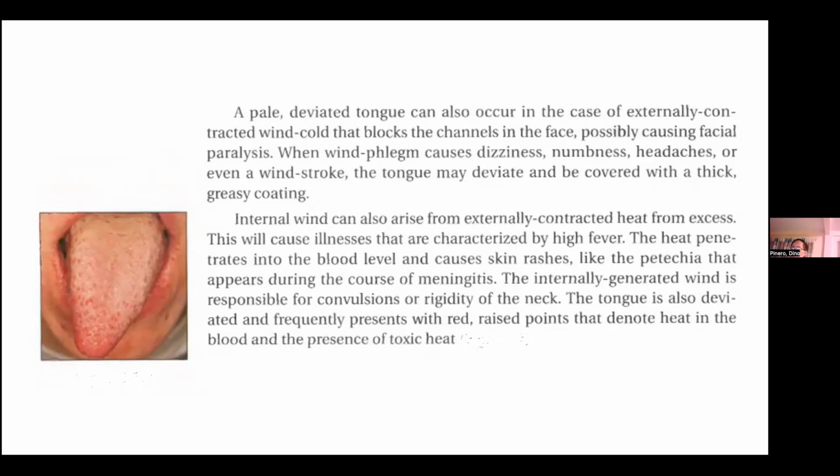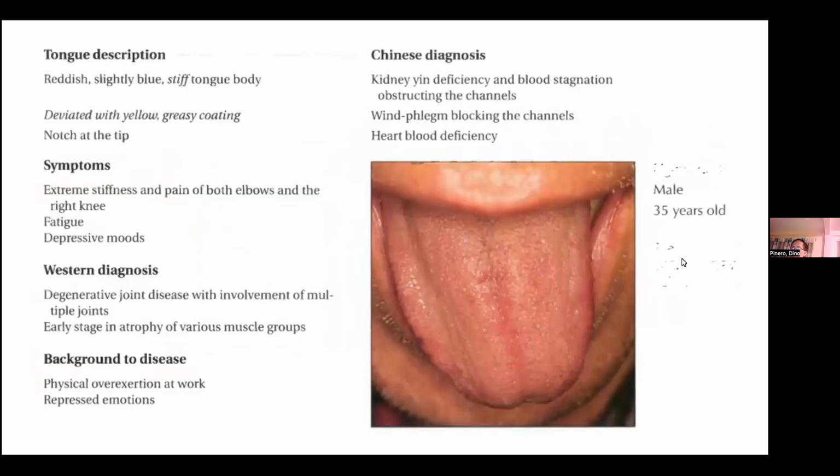So here we have a case of a male, 35 years old. Ang tongue po ng patient is reddish, slightly blue, stiff ang tongue body. So this indicates that there is a kidney yin deficiency and blood stagnation obstructing the channels. Meron din siyang deviation, deviated with yellow greasy coating. So ito po is wind phlegm blocking the channels. Meron siyang notch at the tip. Kung observe po natin, meron siyang parang hati sa dulo ng tongue, indicating that there is a heart blood deficiency.